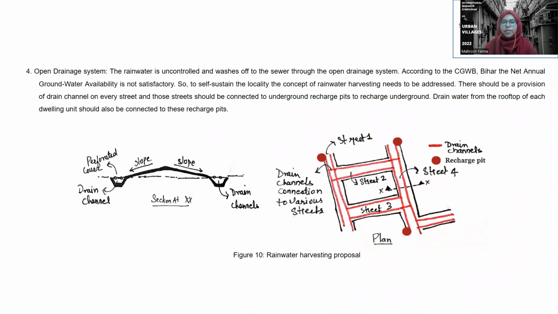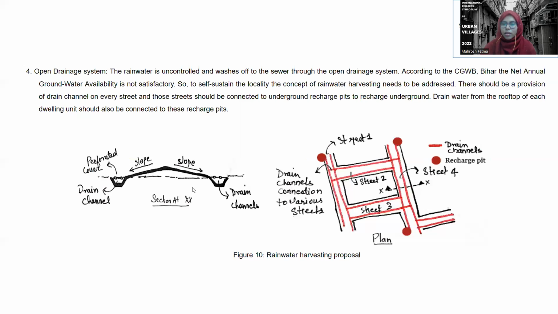Fourth one is the open drainage system. The rainwater is uncontrolled and washed off to the sewer through the open drainage system. According to CGWB Bihar, the net annual groundwater availability is not satisfactory. So, to make the locality self-sustained, the concept of rainwater harvesting needs to be addressed. There should be provision of a drain channel on every street, and those should be connected to an underground recharge pit.